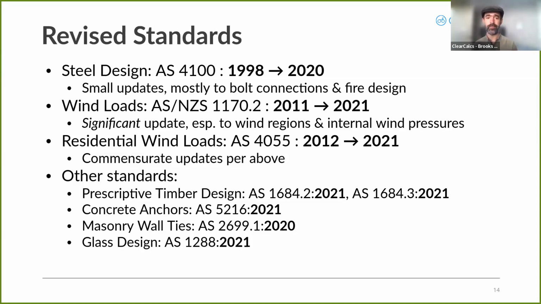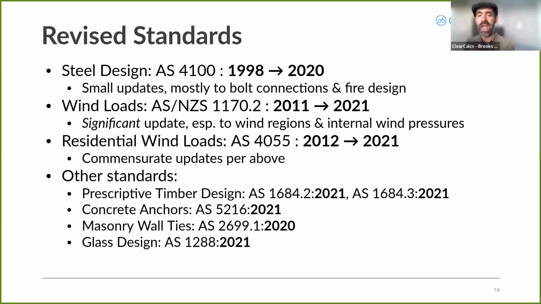The ones we aren't going to go into detail on, but notably have also updated, are AS 1684.2 and 1684.3. That's the prescriptive timber design standards that tend to have a little more to do with construction, but can be used for design as well. Those have updated to a 2021 revision that now must be used.